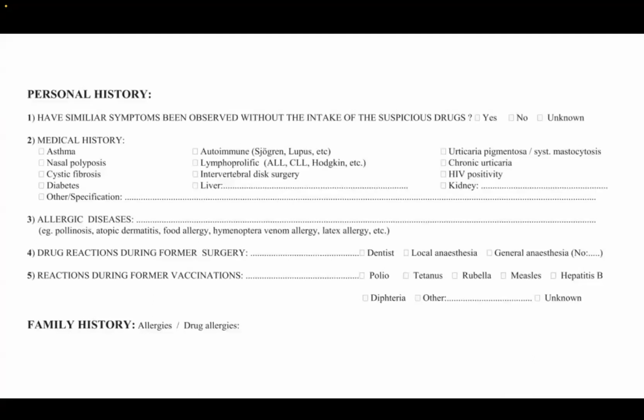We mentioned personal history and allergic diseases. Also important in your drug history and allergy history: is there any previous exposure prior to that index reaction? So have you been exposed to it previously before you had it again and reacted? This is very important. And then ask about any other exposures, any other drug allergies the patient might have had, because other drug allergies are a risk factor for many drug allergies.